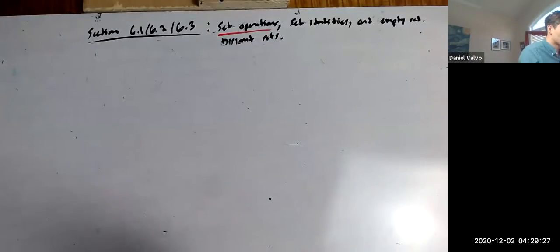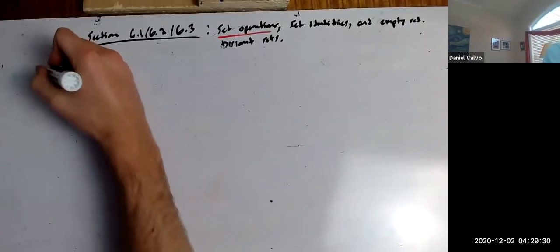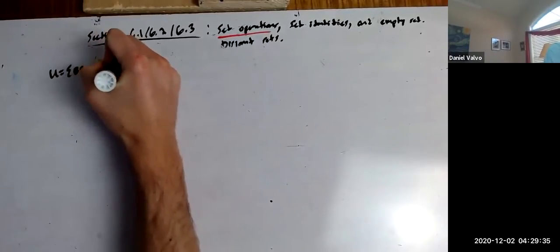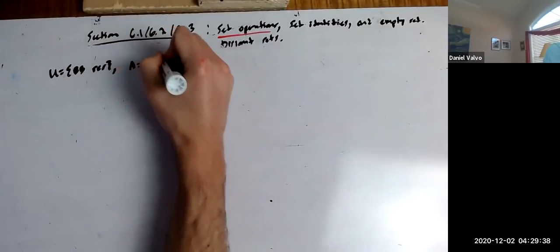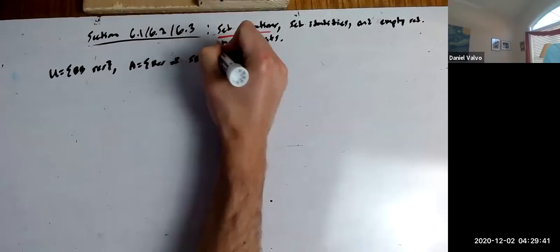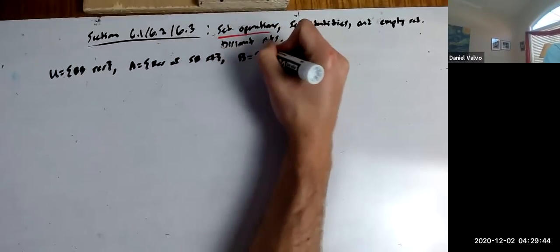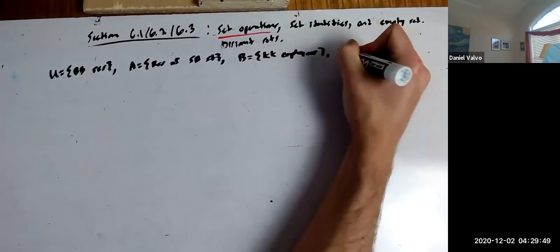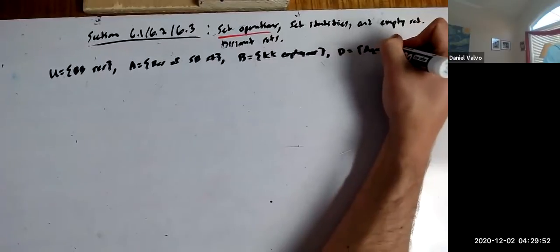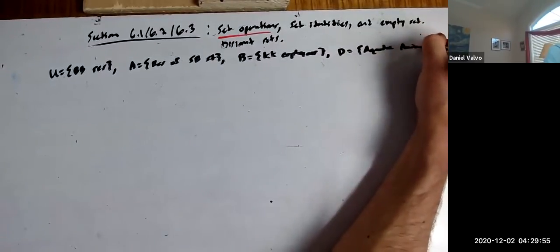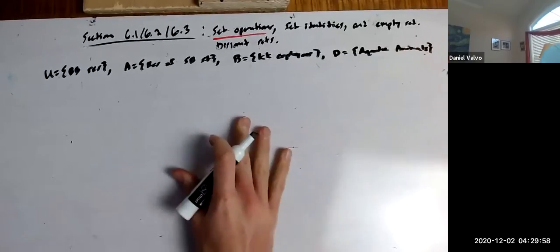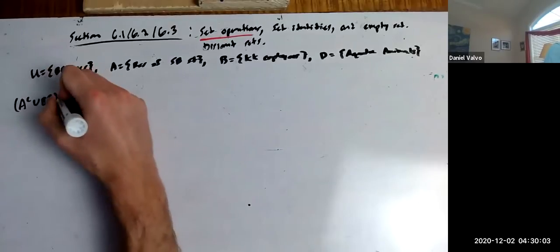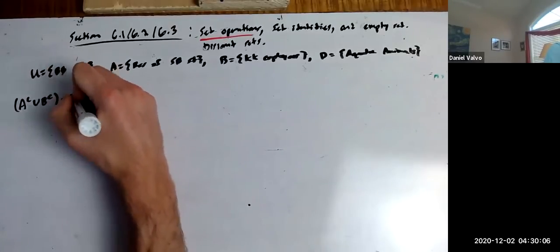Let's just go back over the SpongeBob example we had. U is Bikini Bottom residents. A would be residents of SpongeBob Street. B was Krusty Krab employees. And D was aquatic animals. And we were looking at what is (A complement union B complement) minus D complement.